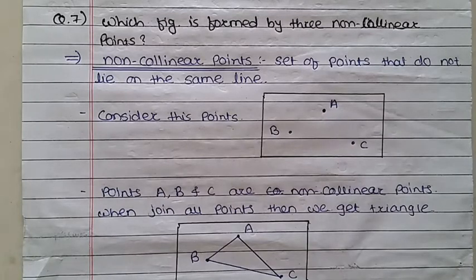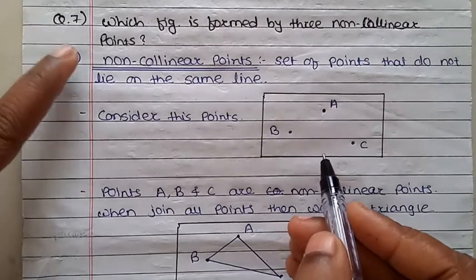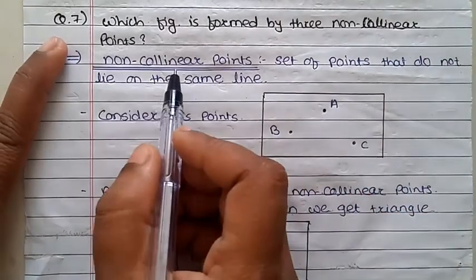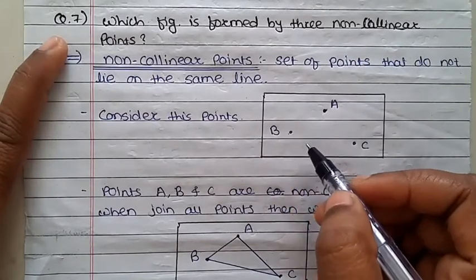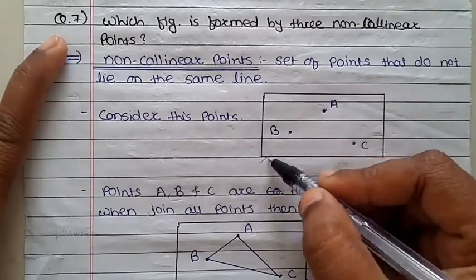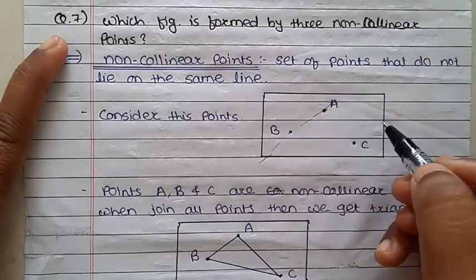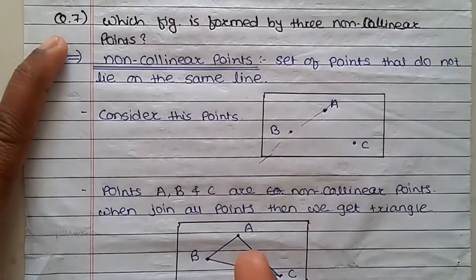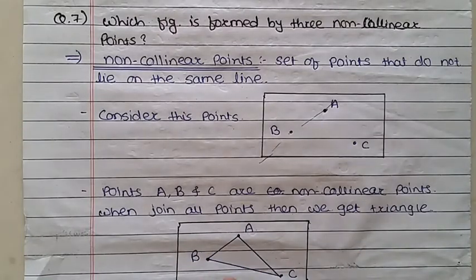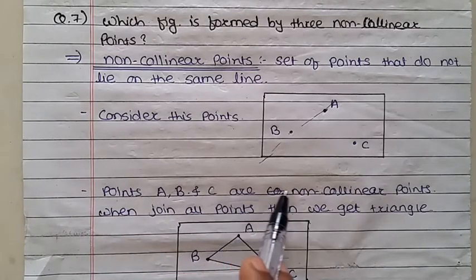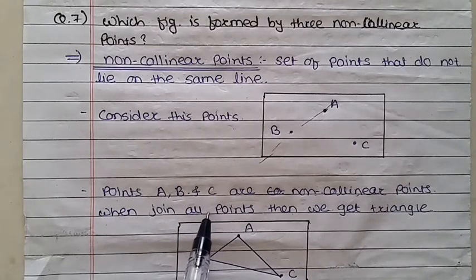What is meant by non-collinear points? That means the set of points that do not lie on the same line. Those points which do not lie on the same line are called non-collinear points. Consider these points A, B, C. They are non-collinear. Why? Because if I draw one line, only 2 points are covered from this. So points A, B, C are non-collinear points.